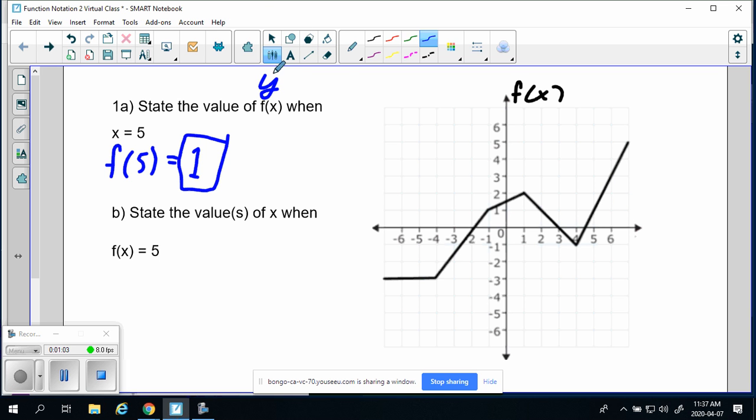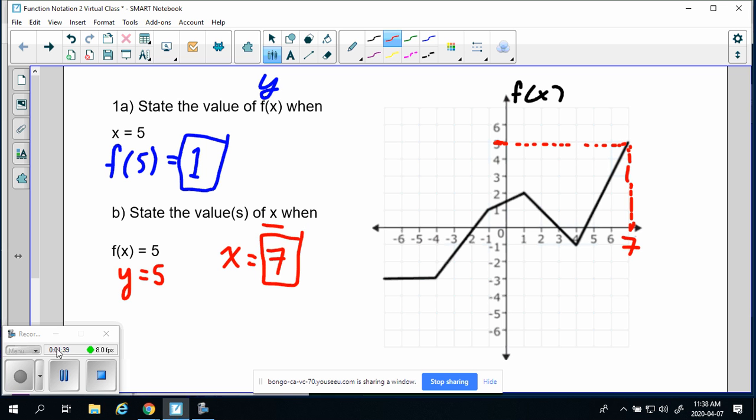Okay. In part B, it actually gives you something else. This is a different question because they have given you f of x equals 5, which means they've given you y is equal to 5, and they want you to find x. So you're actually looking up what is x when y is equal to 5. We go up to y is equal to 5, read across to the graph, and then read down to the bottom, and we realize that the value of x is 7. So x is equal to 7 when y is equal to 5. This is your answer right here.